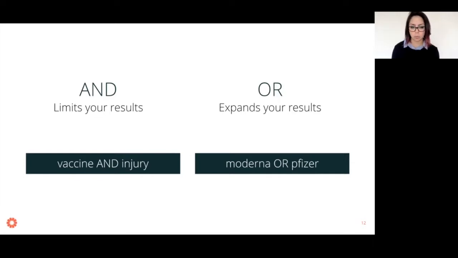So on the left, vaccine AND injury limits your results by forcing it to have one of each category. On the right, OR expands your results, because you're telling the search engine, I want content that includes the word Moderna or the word Pfizer. And it means that you're basically making two searches all in one go, right? And it's important to remember as well that you're searching through the text, whether it's the text of a tweet or the text of a Facebook post or a website. This isn't looking at the text on images, it's just looking at the text in the words.